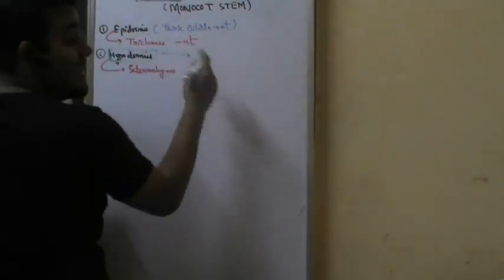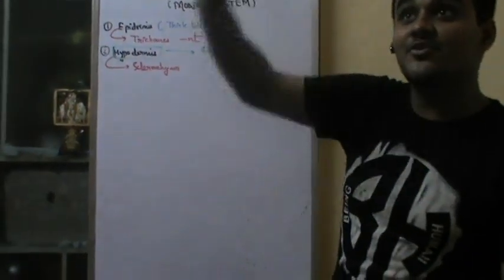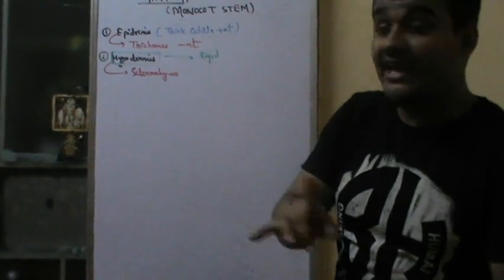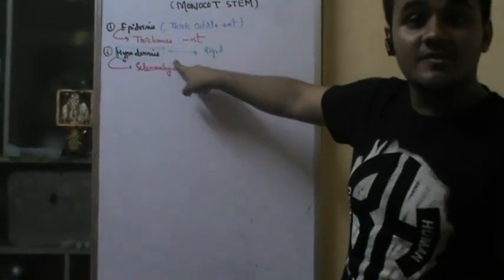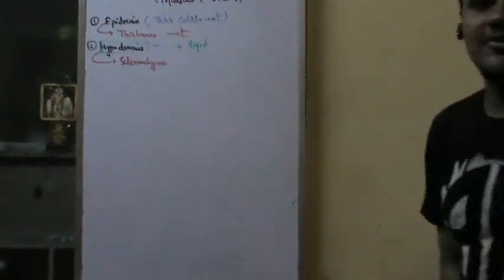And that's the reason, a very important point, the hypodermis in case of monocot stem is going to be more rigid because of the presence of sclerenchyma cells, but due to the presence of collenchyma in case of dicot stem, the hypodermis is going to be more elastic or flexible as compared to monocot stem.